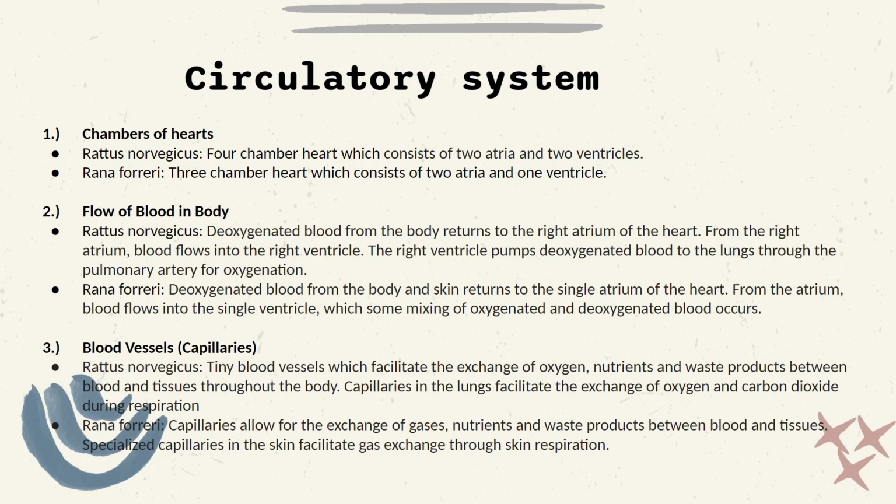The rat has tiny blood vessels, capillaries, which facilitate the exchange of oxygen, nutrients, and waste products between blood and tissues throughout the body. Capillaries in the lungs facilitate the exchange of oxygen and carbon dioxide during respiration. Capillaries allow for the exchange of gases, nutrients, and waste products between blood and tissues in the frog, and specialized capillaries in the skin facilitate gas exchange through skin respiration.